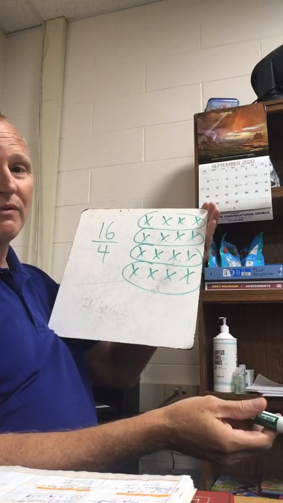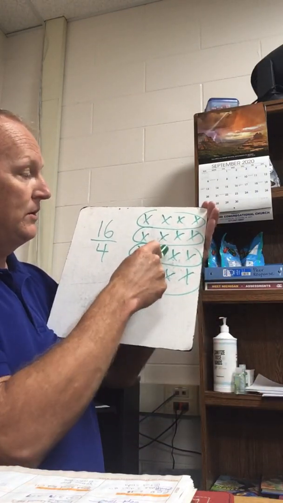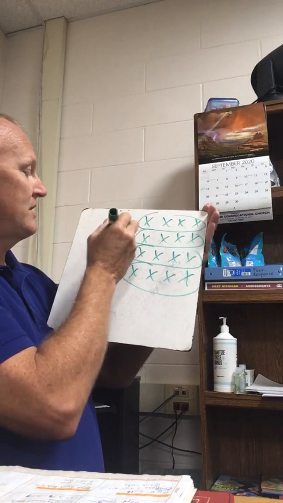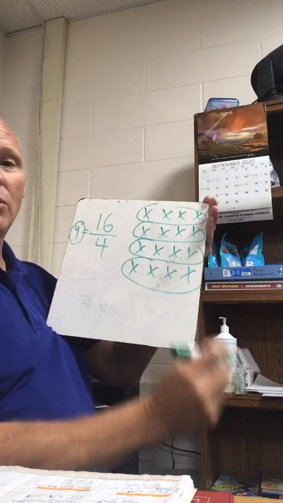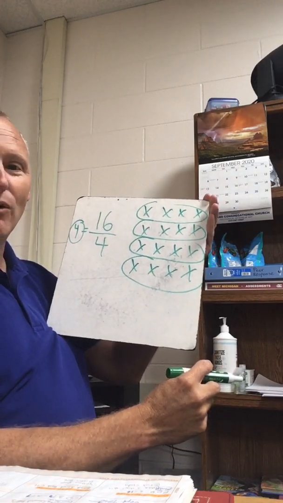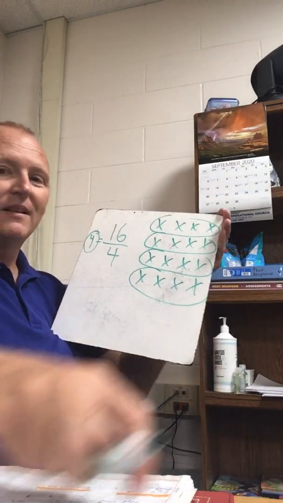And how many groups of 4 do we have? Let's count. 1, 2, 3, 4. So 16 divided by 4, your quotient would be 4. Okay, 4 is your quotient. Let's try another one.